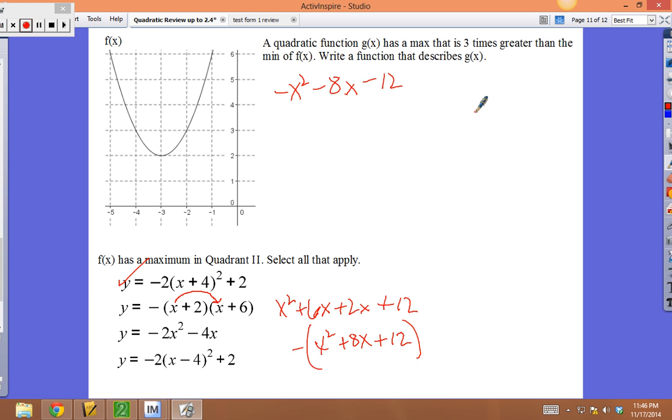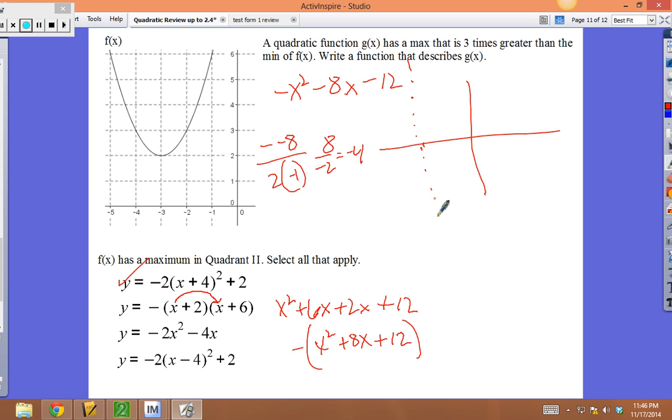So the question is, let's find your line of symmetry. Line of symmetry is going to be negative b, negative 8, over 2 times a, 2 times negative 1. So that's going to be 8 over negative 2. 8 over negative 2 is negative 4. So negative 4, your line of symmetry is going to be right there.